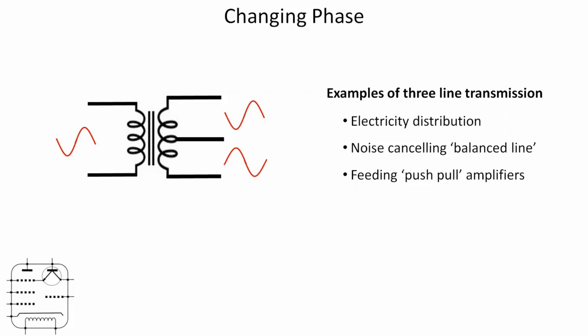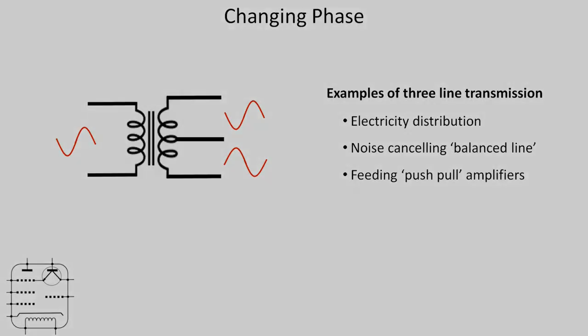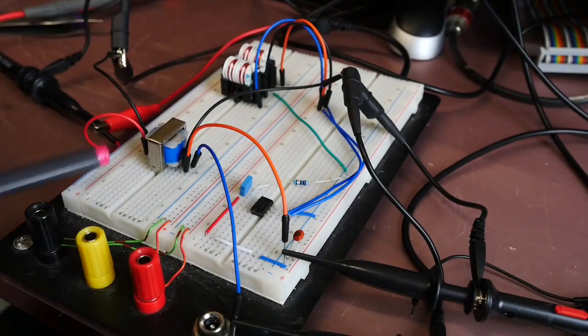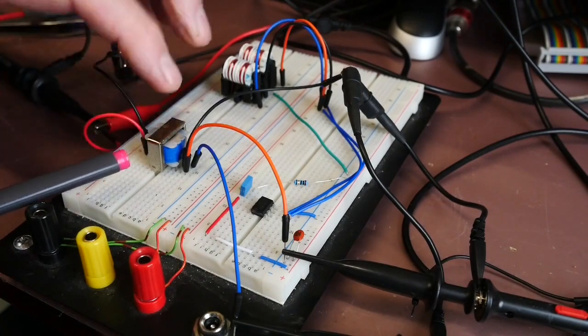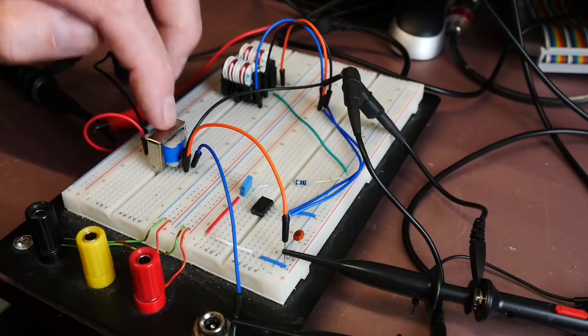Okay, let's now look at a centre tap transformer on the bench. So we've got the sine wave being fed into the primary winding of this transformer, which has a centre tapped secondary.